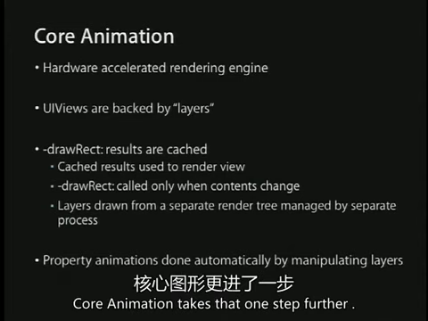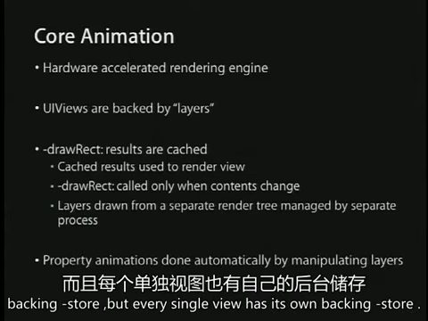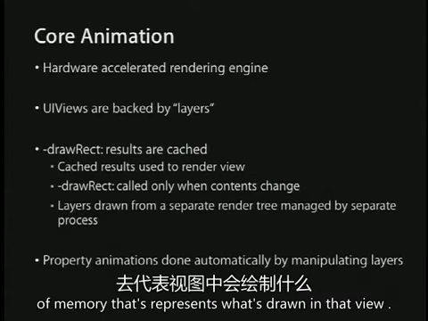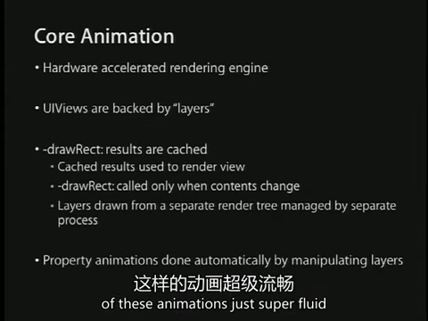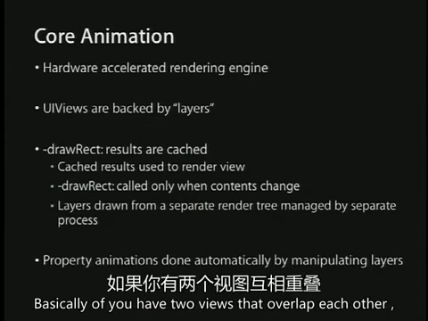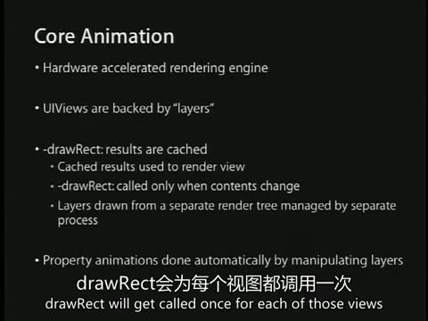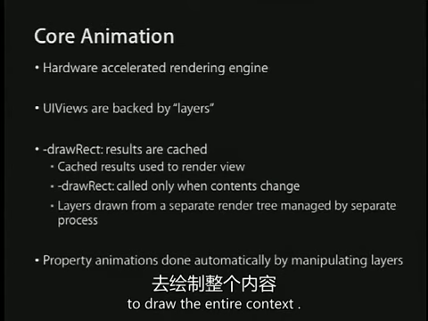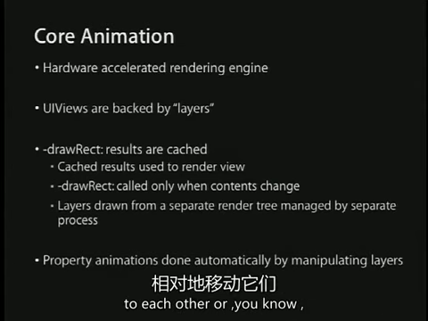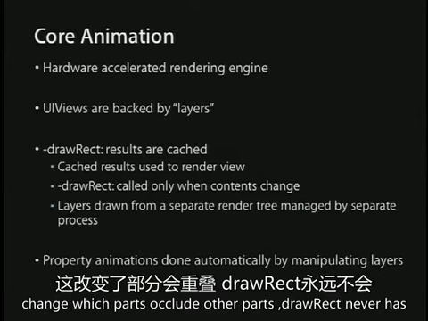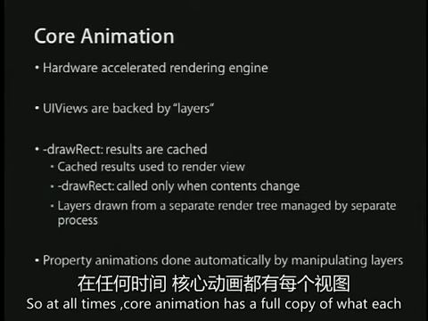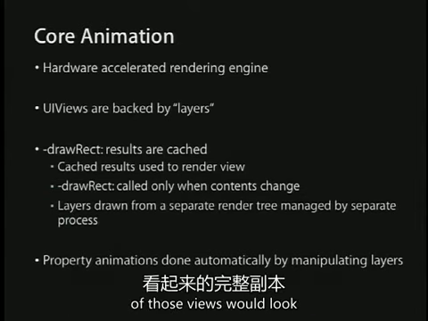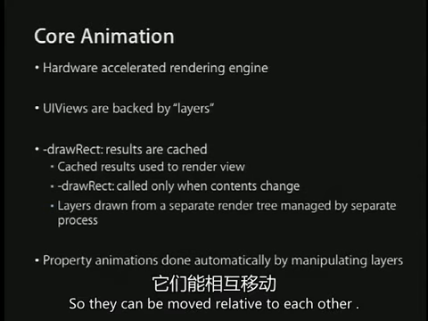Core Animation takes that one step further. Now, not only does every single window have its own backing store, but every single view has its own backing store. So every view that you have has a separate piece of memory that represents what's drawn in that view. And this is what really makes a lot of these animations super fluid and incredibly easy to do. Basically, if you have two views that overlap each other, drawRect will get called once for each of those views to draw the entire content. And even if you fade one out or move them relative to each other or change which parts occlude other parts, drawRect never has to get called again because each of those had its own backing store. So at all times, Core Animation has a full copy of what each of those views would look like if it wasn't being covered up by the other. So they can be moved relative to each other.